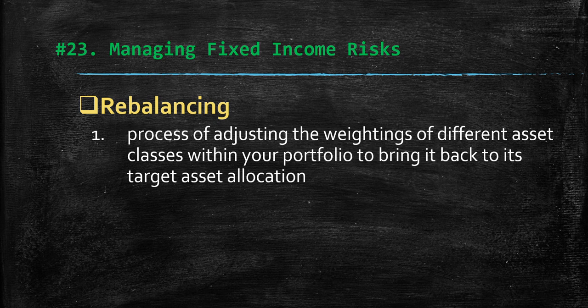This is a process of adjusting the weightings of the different asset classes within your portfolio to bring it back to its target asset allocation. That's what rebalancing is, and it's a strategy for managing risk when it comes to investment. That makes the fourth strategy, and like I mentioned, I had only four. The list is not meant to be exhaustive. There are many other strategies that you can employ.